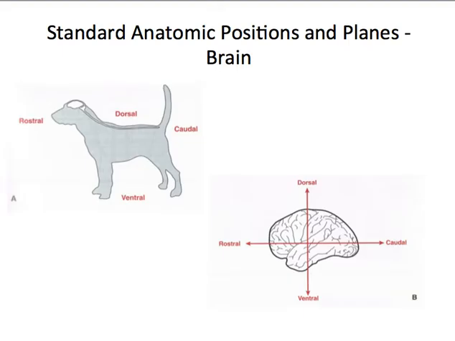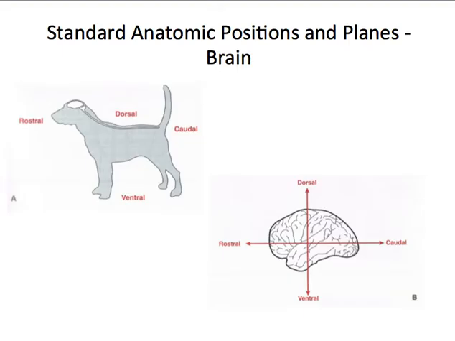When I think of anatomical planes, I kind of think of a dog because a dog has a position that allows a very concrete visual of these positions. So rostral is toward the nose and caudal is toward the tail. And then dorsal would be toward the back and ventral is toward the belly. So dorsal is not that hard because you can think of a dorsal fin on a dolphin.